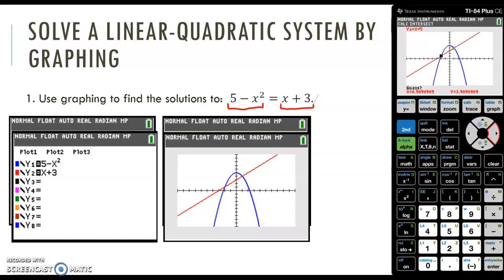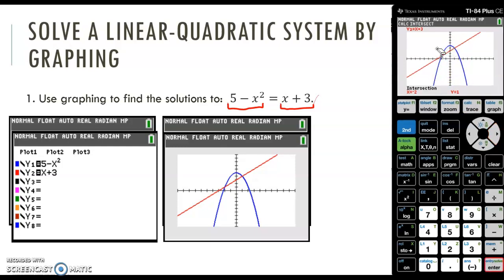Now it asks you to make a guess. And this time you actually have to make a guess. So you want to move your cursor so that it's close to one of the intersection points. It doesn't have to be very close, but it needs to be closer to one than it is to the other. So I'm trying to find this intersection point, so I moved my cursor close to that intersection point. Then you hit enter and it tells you the actual intersection point. So one of my solutions to this system of equations is -2, 1. Because I'm trying to solve this equation and it only has x's in it, one of the solutions for me would be x equals -2 because I only want the x coordinate. I know that if I plug x equals -2 into this equation, I will get a true statement.